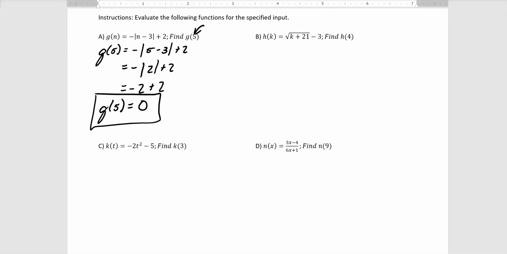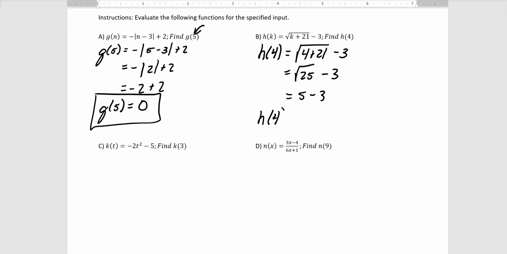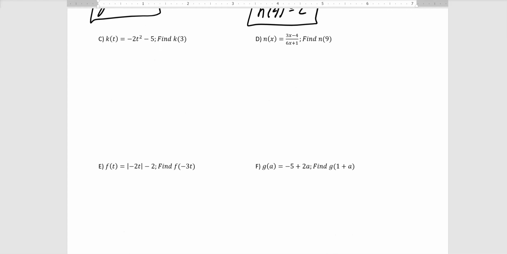h of k equals the square root of k plus 21, minus 3. Find h of 4. So I will say that h of 4 equals the square root of 4 plus 21, and then we'll subtract 3 from that. Square root of 4 plus 21, 4 plus 21 is 25, minus 3. The square root of 25 is 5, minus 3. Now some might say, isn't it plus or minus? If we are assuming that there's no plus or minus written, we'll just assume the positive here. So 5 minus 3 is 2, which tells me that h of 4 will equal 2. And there we go. Very nice. Let's look at letter C here.